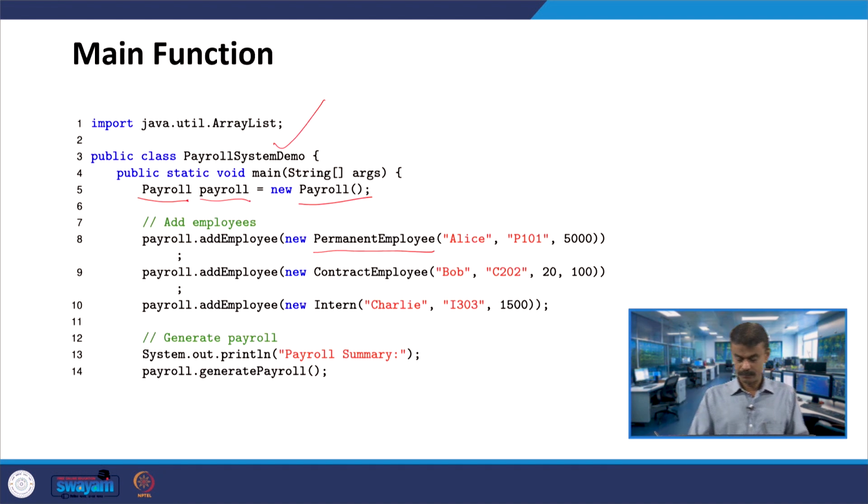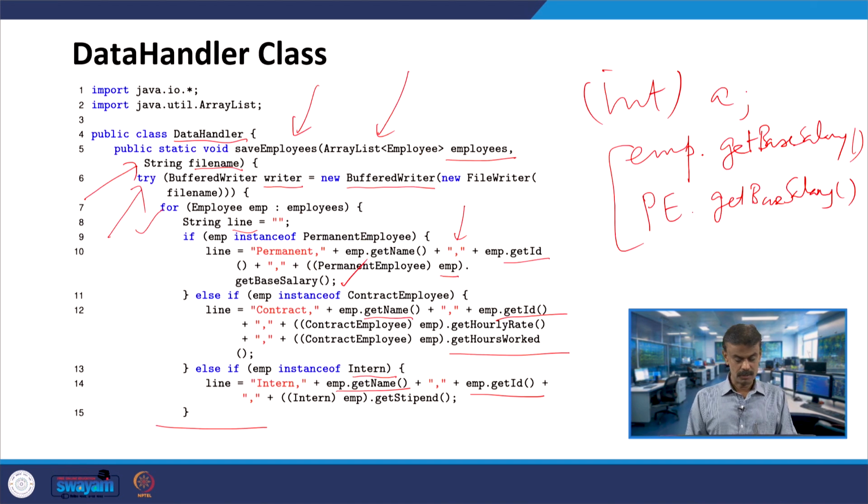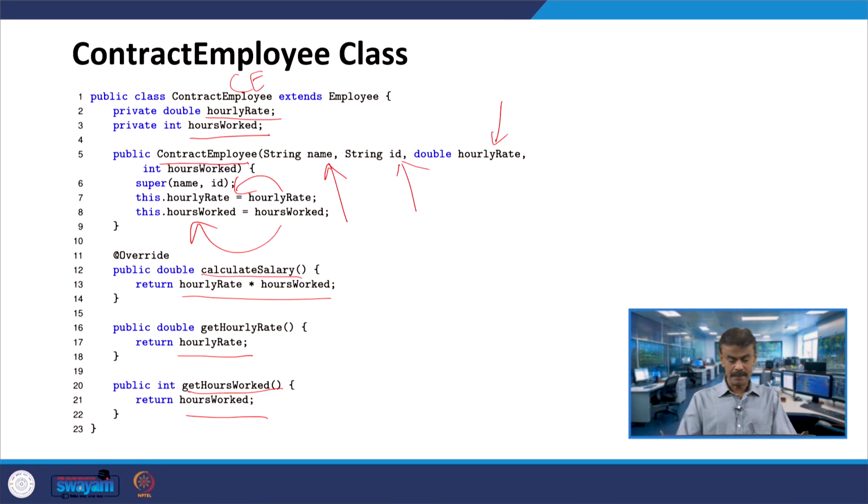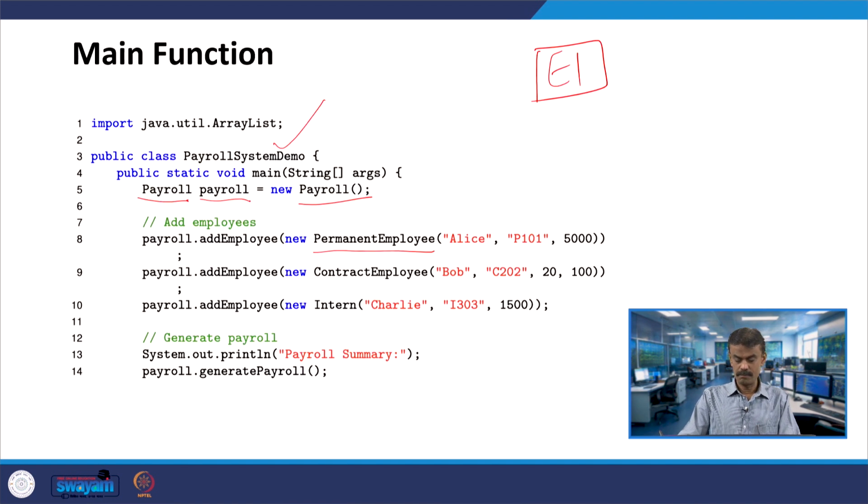Next one is a contractor, you can put E1. Let us say E1 is Alice. Then we are adding to payroll, which will invoke add employee. Next one is a contract employee Bob C202, 20 and 100. Contract employee takes name, ID, hourly rate and hours worked. Here the calculation of salary is different: hourly rate times hours worked. So, Bob C202 20 100, four parameters we are passing, and payroll is invoking add employee.